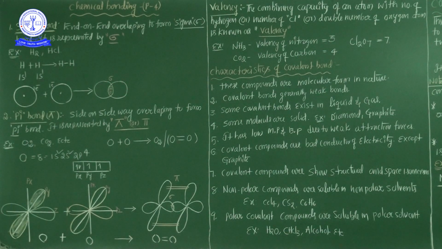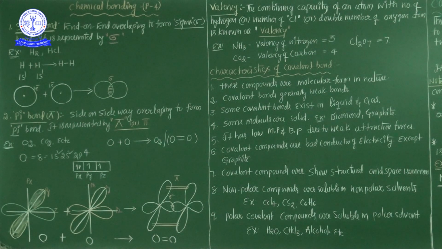So, for example, two bonds are there: sigma bond and pi bond. The first formed bond is the sigma bond. It's clear? Now, the second one is the pi bond. This is too important. Pi bond is formed by side-on-side wave overlapping of orbital sides, not end-on-end. It's represented by the pi symbol, the mathematical pi symbol, like this one.